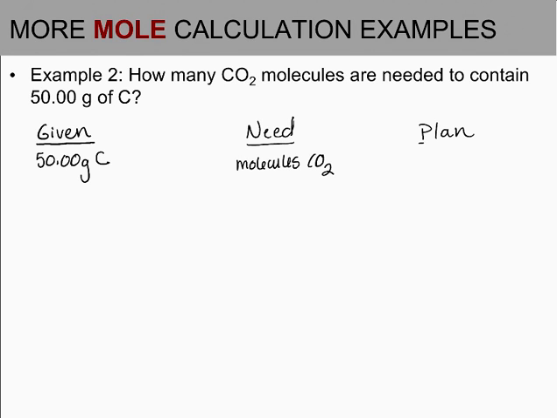So our plan here is going to be a little complicated again because we're trying to go from grams of carbon all the way to molecules of CO2. In step 1, what we probably want to do first is cancel grams of carbon. One way to do that is to use the molar mass of carbon to go from grams of carbon to moles of carbon.